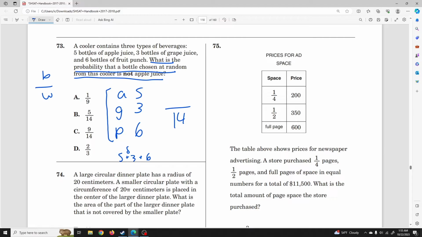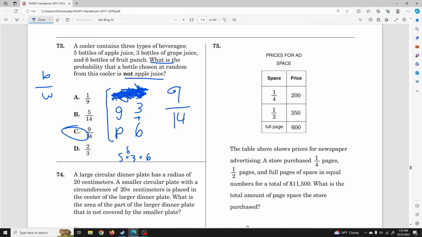So what is the probability that a bottle chosen is not apple juice? Our part here is going to be everything but apple juice. So it's going to be grape and fruit punch. So grape plus fruit punch, excluding apple, right? So just grape and fruit punch. We're going to pretend apple doesn't exist, is 9. So the probability is 9 over 14.